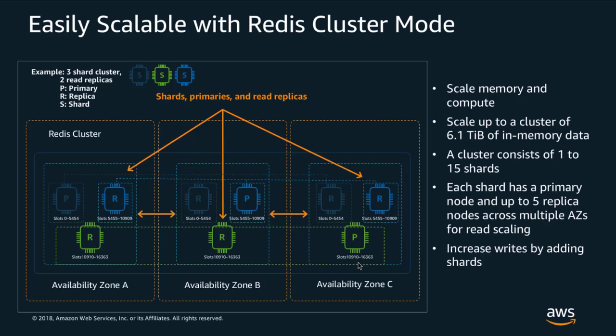The cluster configuration within ElastiCache allows you to support up to 6.1 terabytes of in-memory data. And this is done by using multiple shards. ElastiCache supports up to 15 shards today, and each shard has a primary node and up to 5 replica nodes across AZs for read scalability.